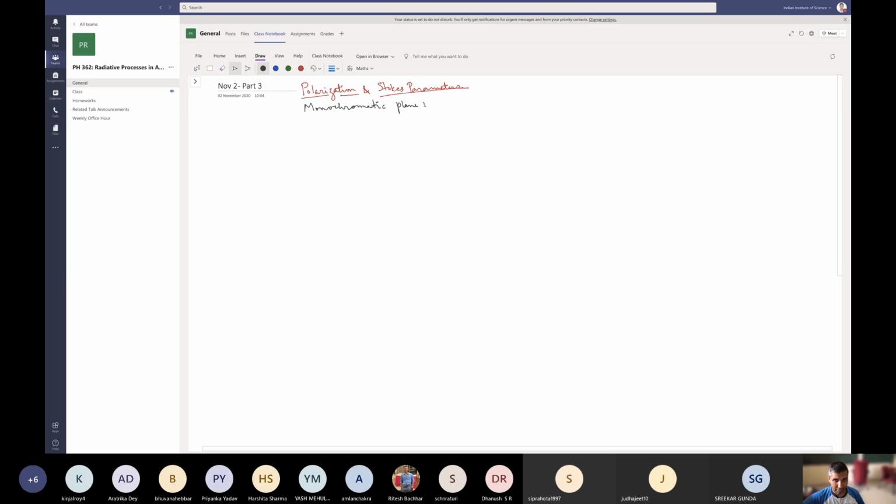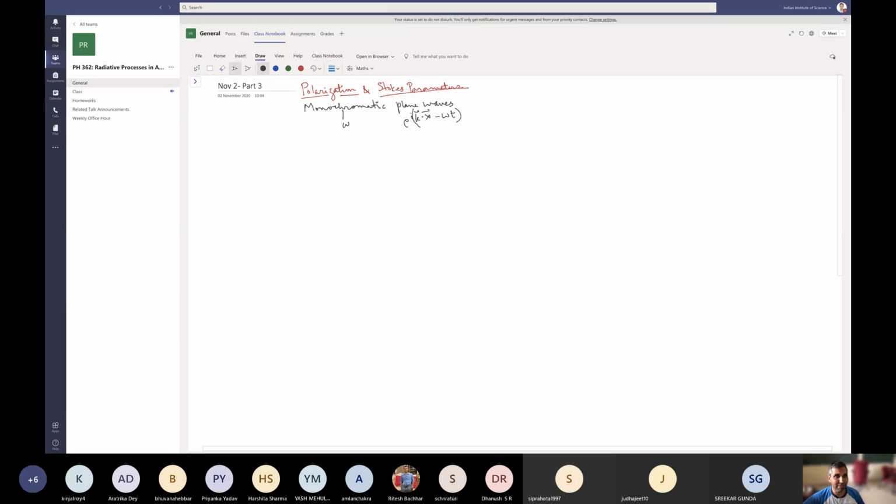plane waves. Okay, so monochromatic meaning single frequency omega, plane waves meaning it has the form e to the i k dot x minus omega t. So these waves are propagating along some direction k.